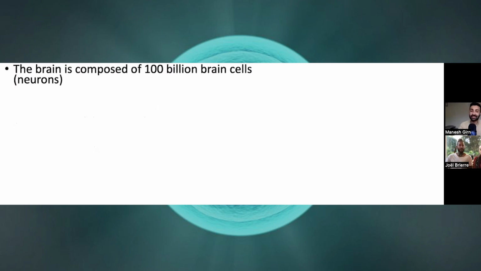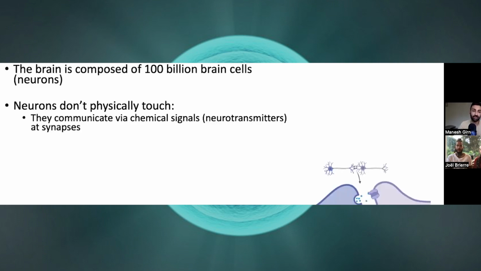So some basics. The brain is composed of around 100 billion brain cells called neurons. And the interesting thing about neurons is they don't physically touch. A subset of them do, but let's not go there. There's a small percentage that do physically touch, but the majority don't. So then it's like, okay, presumably these brain cells, these neurons, are communicating. How do they communicate if they're not physically touching? And so they communicate through chemical signals called neurotransmitters.